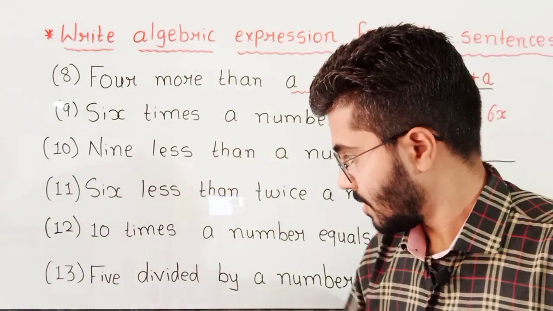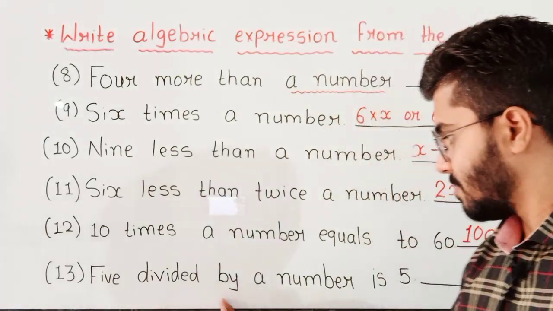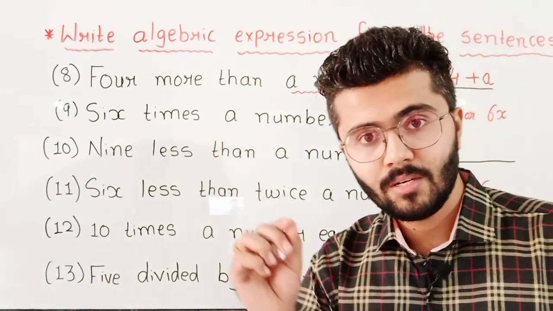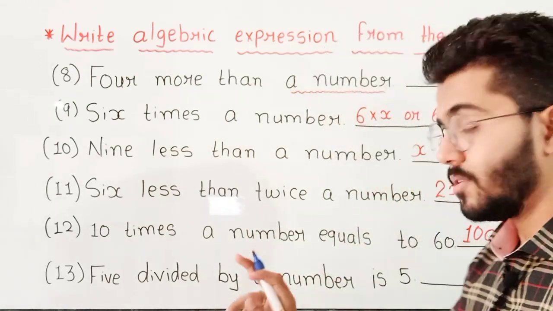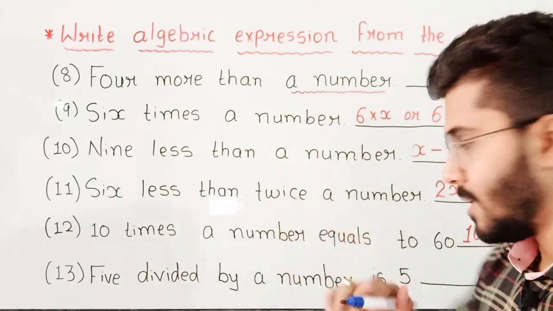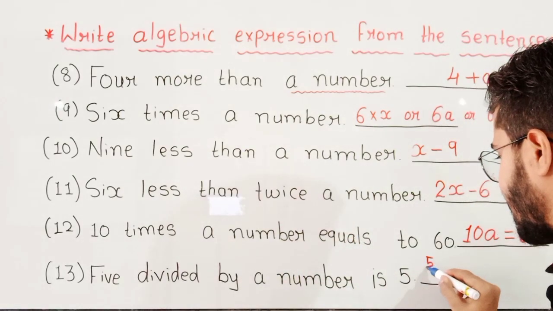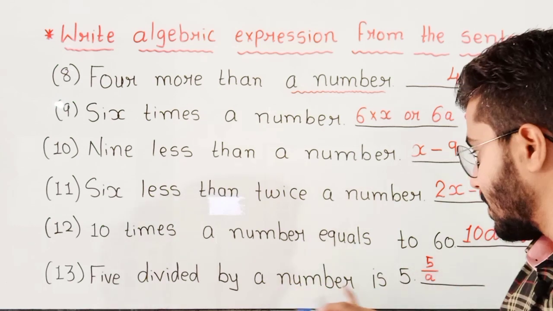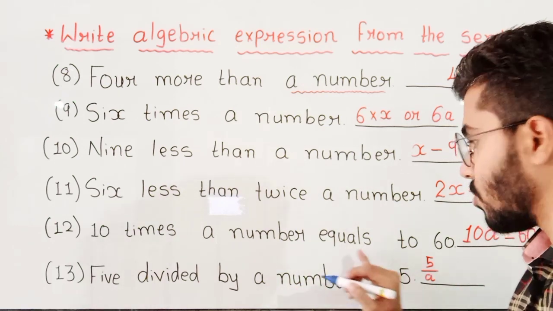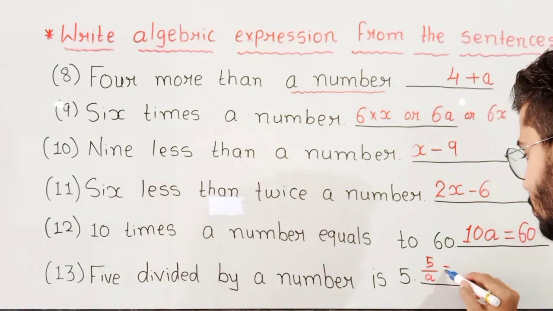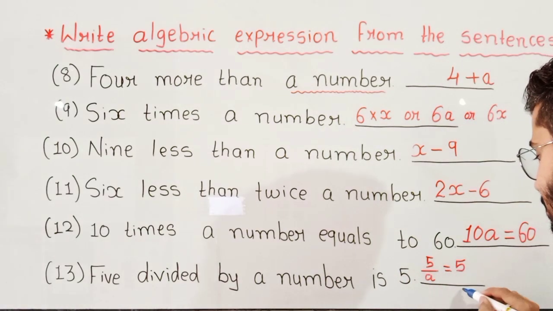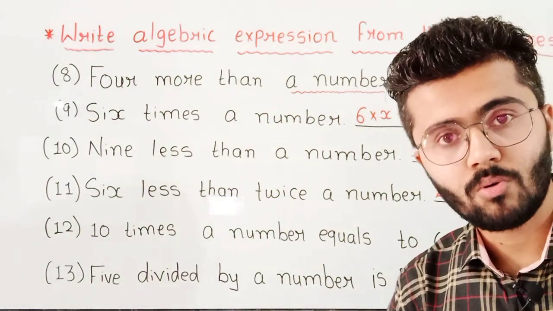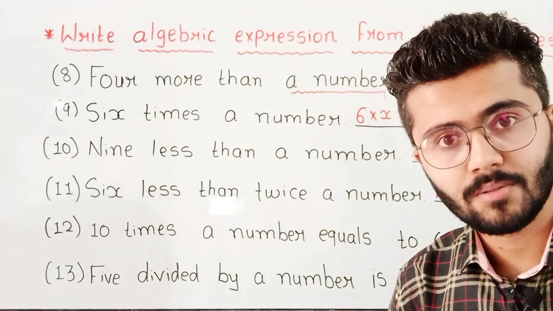Now next, 5 divided by a number is 5. 5 divided by any number. So listen carefully. First, 5 is divided by any number. So let us take a. Is or equal to, both are same. So we'll write is equal to 5. So this is the correct expression. I hope you understood this. If you want to note it down, you can pause the video and write it.